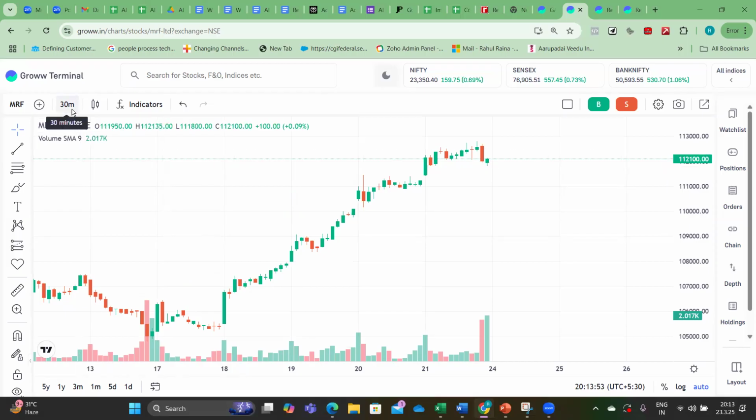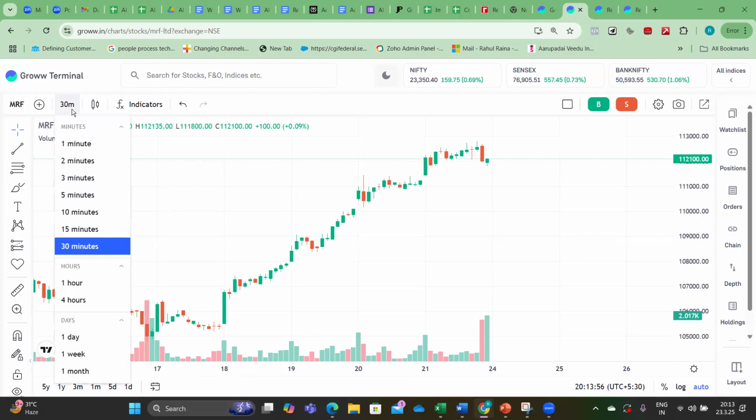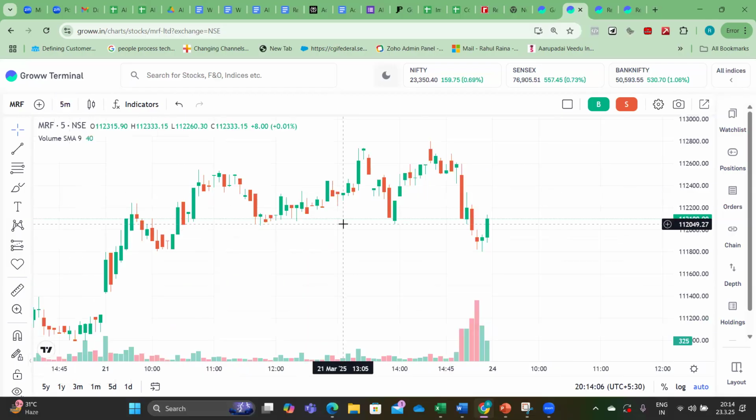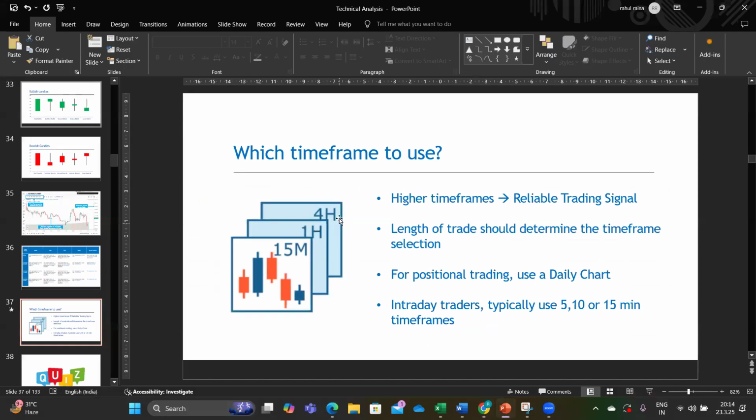I personally don't use a 30-minute chart. Usually I don't do intraday. If I am doing any positional stuff, I will usually use a daily, weekly, or maybe a 5-minute chart. That is what I use. Usually, positional traders use a daily chart. Intraday traders use a 5-minute, 10-minute, or 15-minute time frame chart.